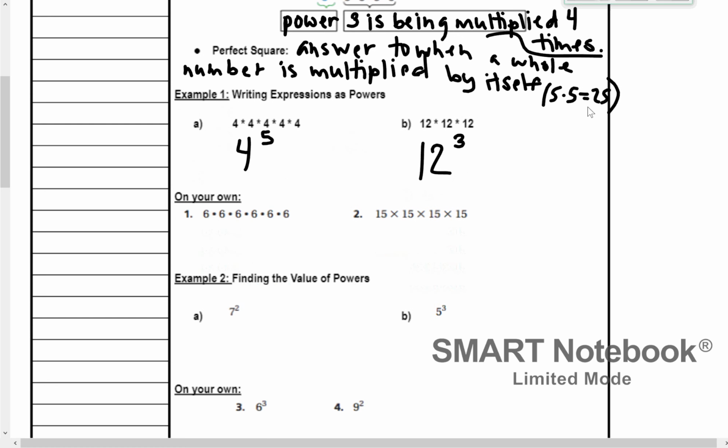All right. So if you're watching this, you should have already done this. You're just checking your work. We have a base of 6. 1, 2, 3, 4, 5, 6. And we are multiplying it by itself 6 times. So we have 6 to the 6th power. Here we have 15 being multiplied. So that is our base, our big number. Both start with a B. And then it is being multiplied 1, 2, 3, 4 times. So our exponent is 4. 15 to the 4th power.